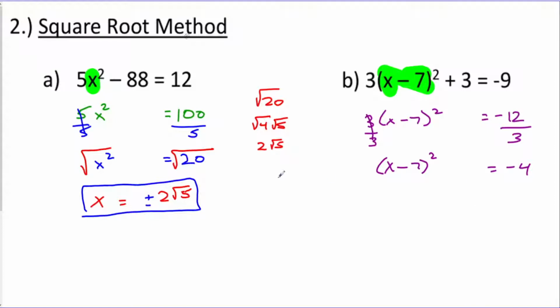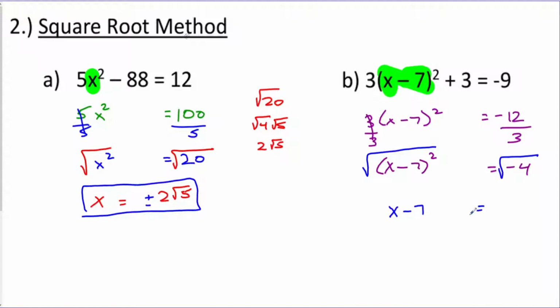But that's okay. If you notice over in this problem on letter A, we had something squared equals something. Over here we have something squared equals something. So it's the same type of problem. It's just that the thing we're squaring is a little bit more complicated. So I'm going to square root both sides just like I did in the previous problem, and I'm going to get an x minus 7.